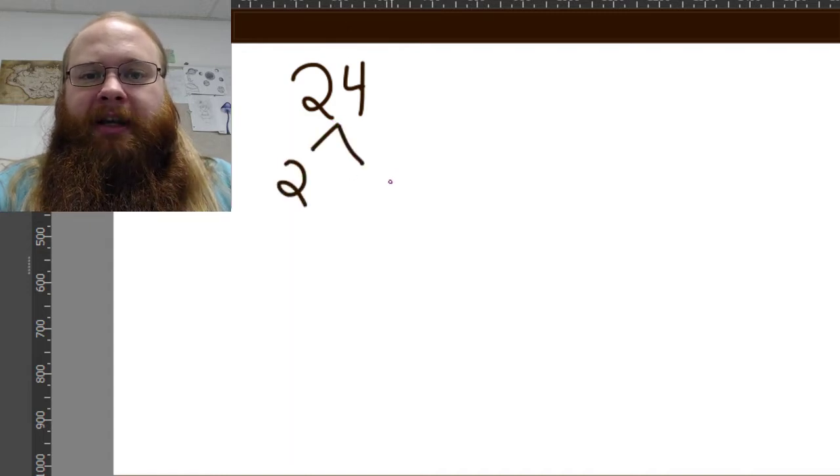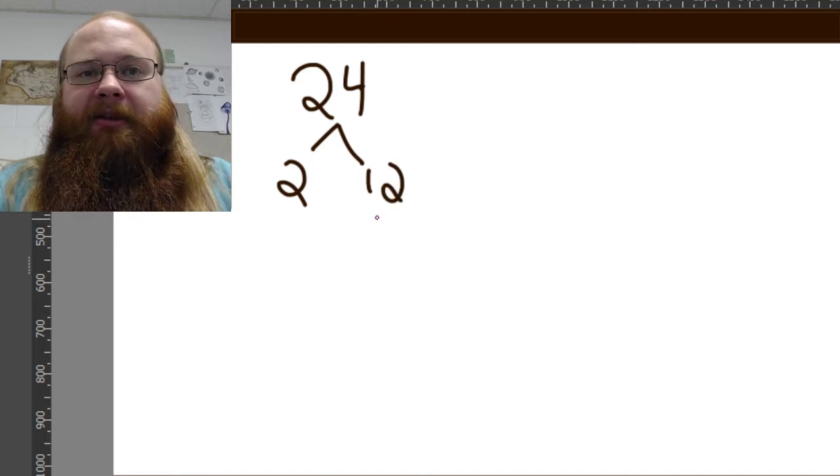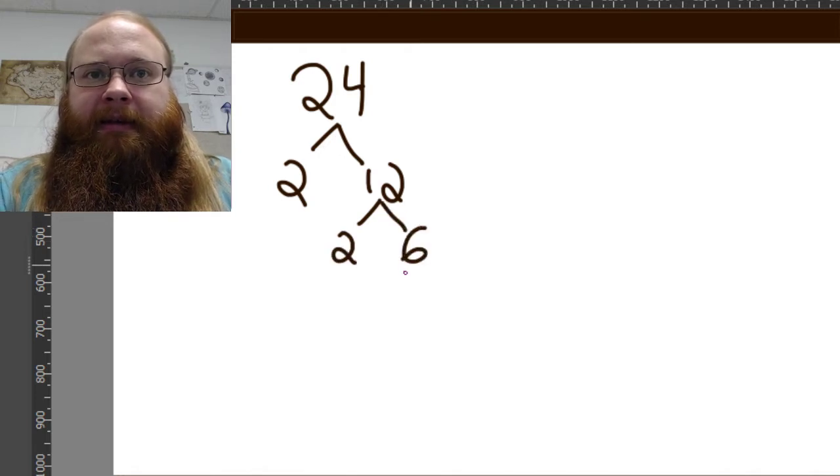Let's do 24, okay? So 24 is an even number. So when we're factoring an even number, we always know we can take a 2 out of it. So we take a 2 out of 24, we're going to be left with 12, okay? So now, again, 12 is an even number, so we can take a 2 out, leaving us a 6. Even again, so we can take a 2 out, leaving us a 3.